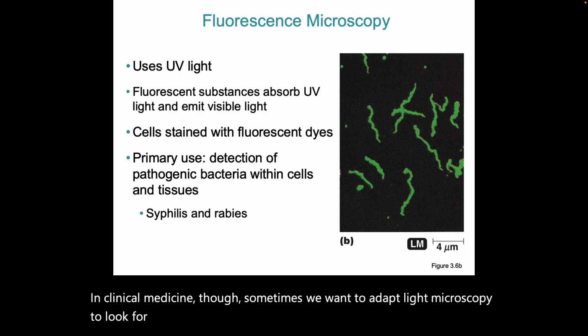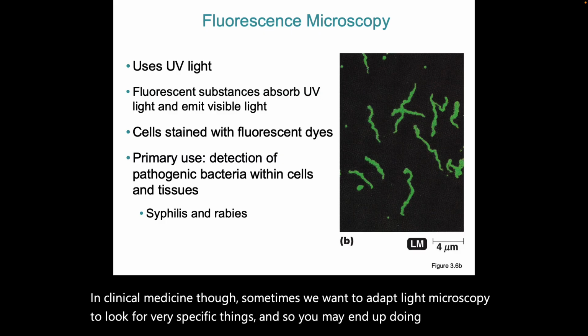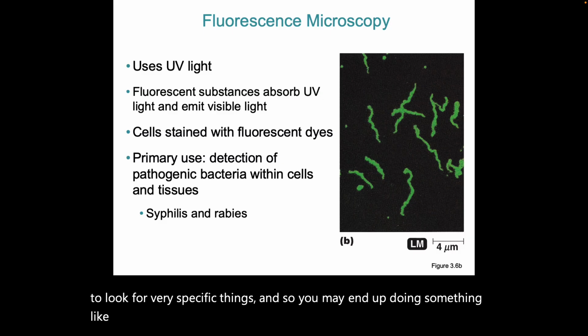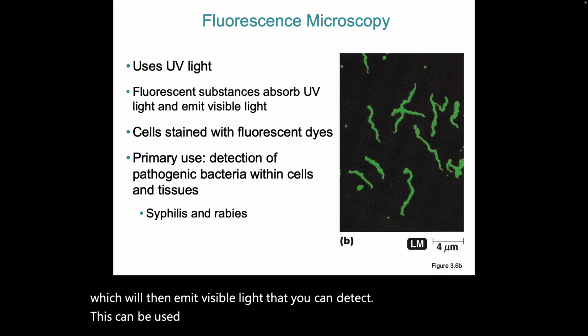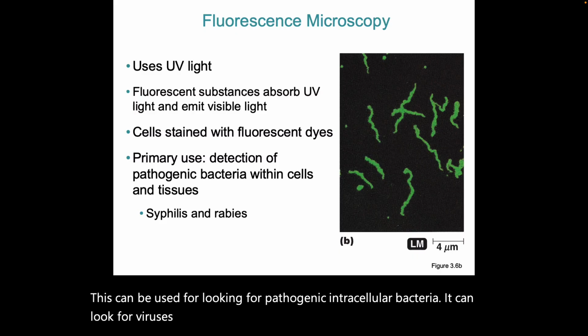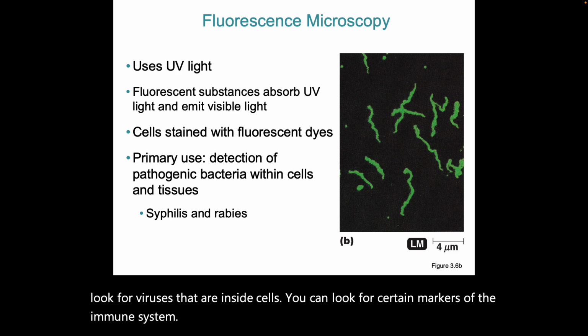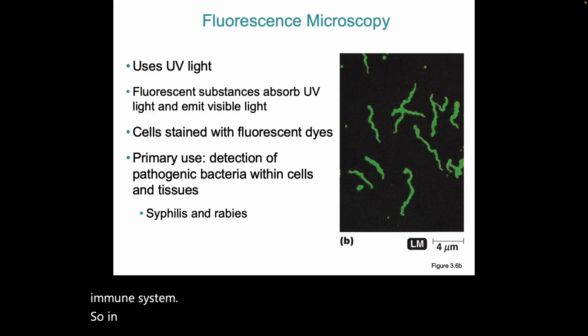In clinical medicine, though, sometimes we want to adapt light microscopy to look for very specific things. And so you may end up doing something like fluorescence microscopy. So you use UV light to excite a fluorophore, which will then emit visible light that you can detect. This can be used for looking for pathogenic intracellular bacteria. It can look for viruses that are inside cells. You can look for certain markers of the immune system.